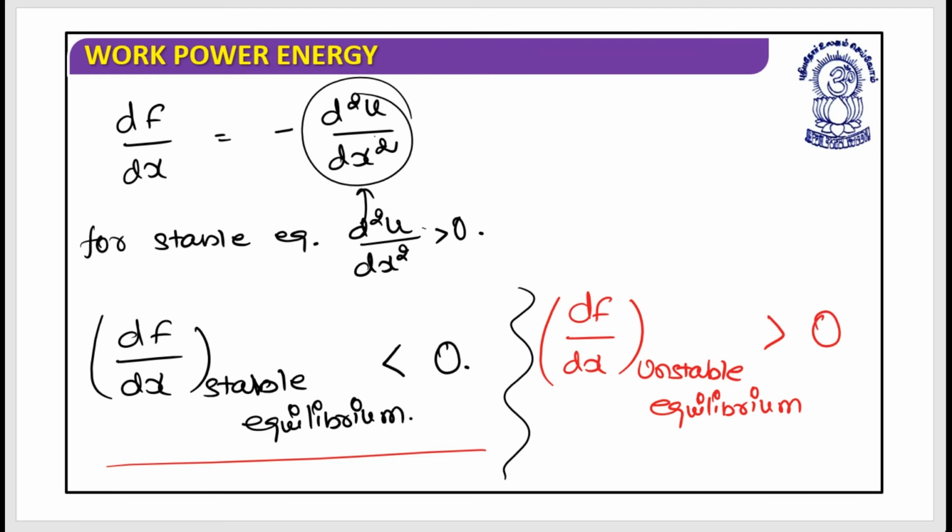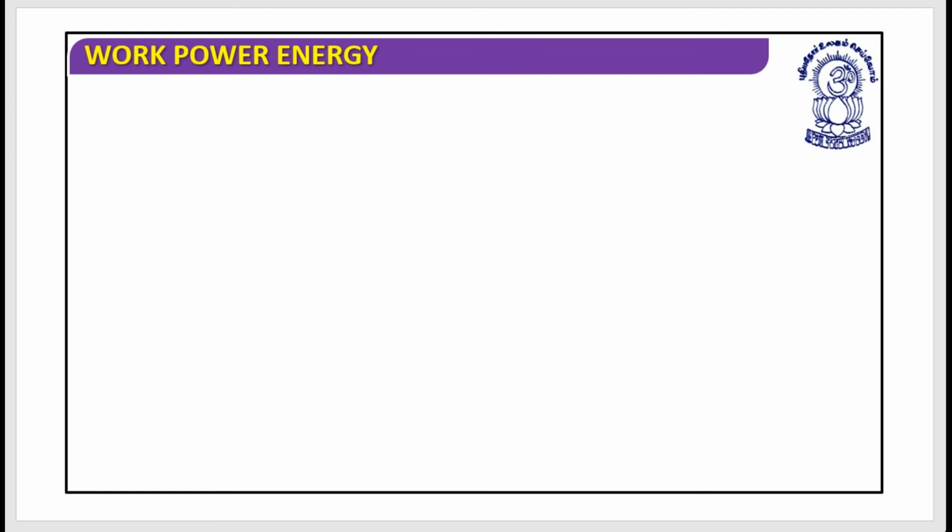Are you clear with stable equilibrium and unstable equilibrium? Have you got it? Yes. So please make a note of this: if df by dx is greater than 0, that means its slope is positive, and it is the unstable equilibrium. Have you noted it down? Great. Now let's have a question over this.